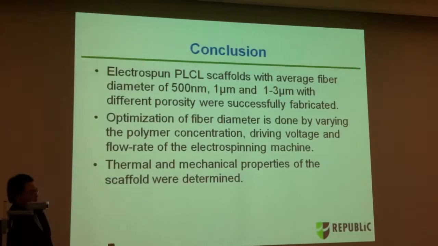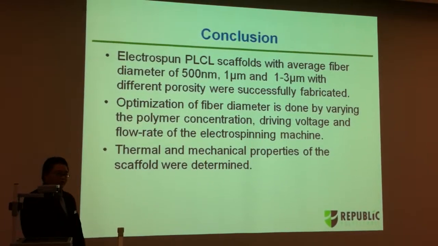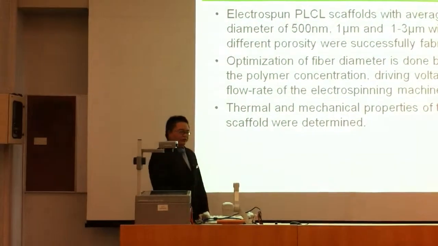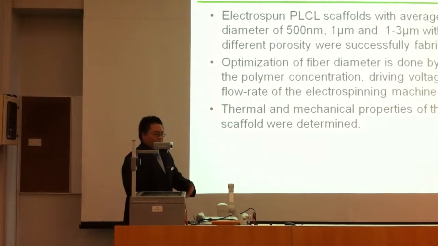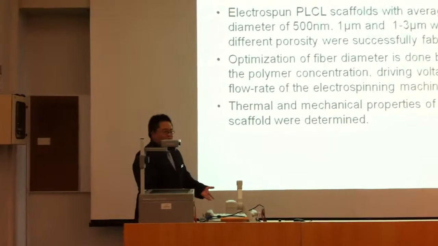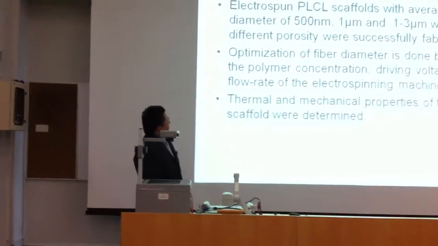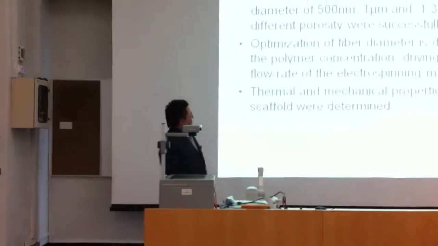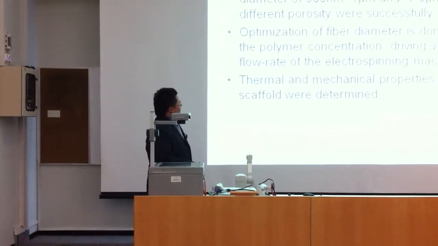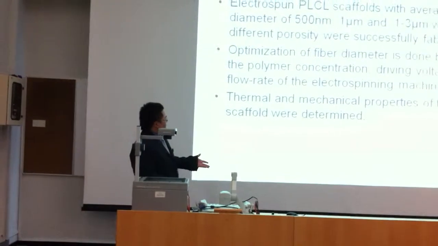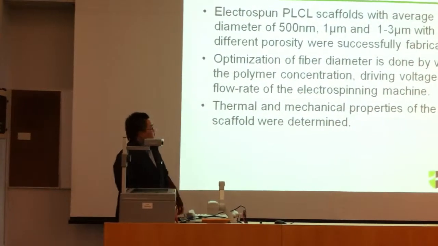So in conclusion, the electrospun PLCL scaffolds with average fiber diameters of 500 nanometer, 1 micrometer, and 1 to 3 micrometer have been successfully fabricated, and the electrospinning process parameters have been optimized. The fiber diameter can be varied by varying the polymer concentration, driving voltage, and the flow rate of the electrospinning machine, and thus the thermal and mechanical properties of the scaffolds were also determined.